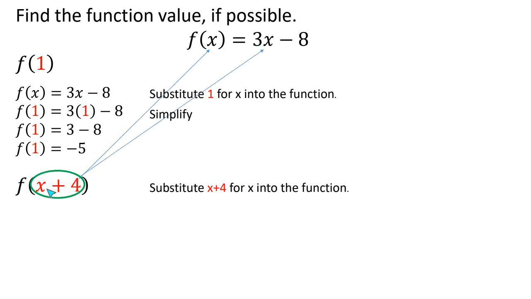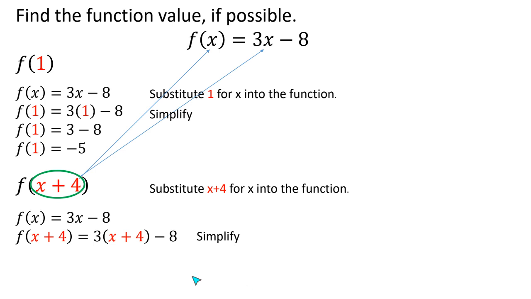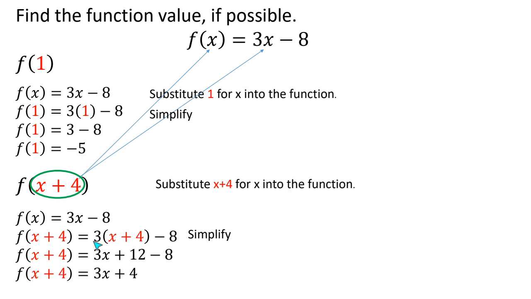The next one, you're going to take everything in the parentheses. And again, we're going to substitute it in for the x's. So what we get is f of x plus 4 is equal to 3 times x plus 4. Simplify. So we're going to take 3 times x is 3x. 3 times 4 is 12 minus 8. 12 minus 8 is 4.